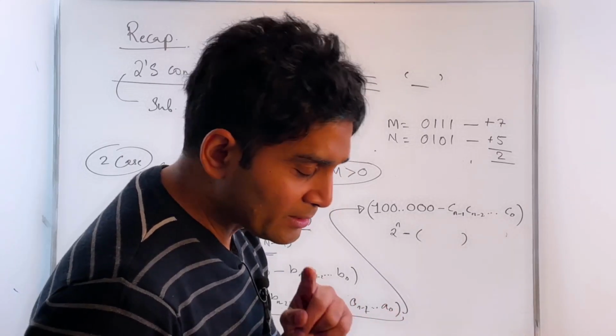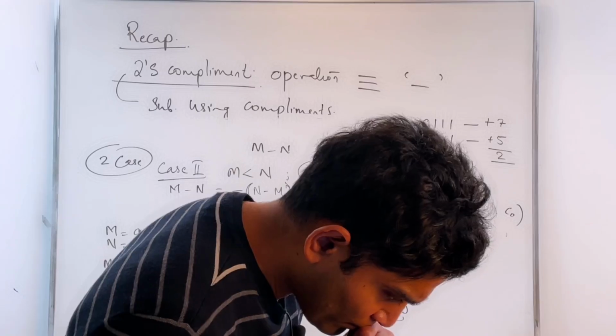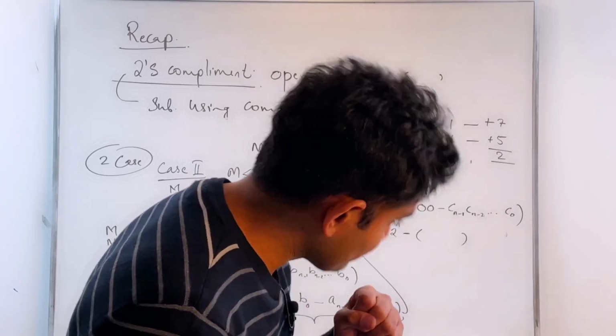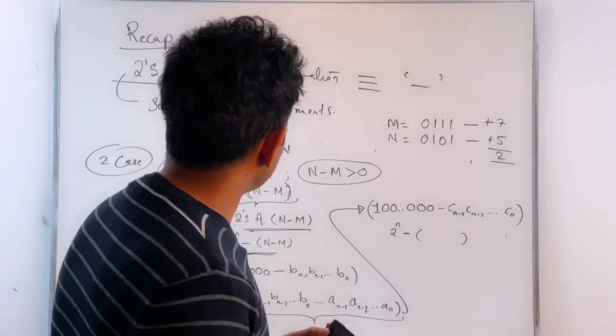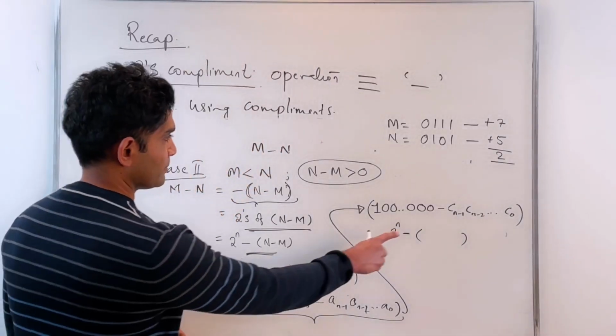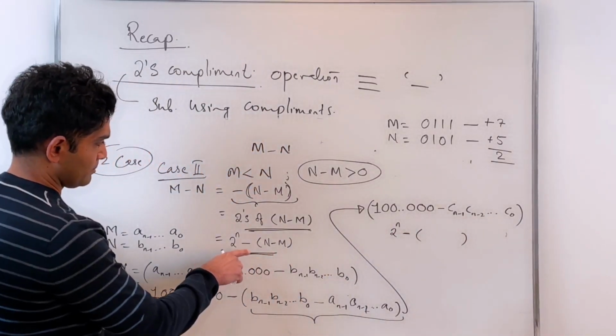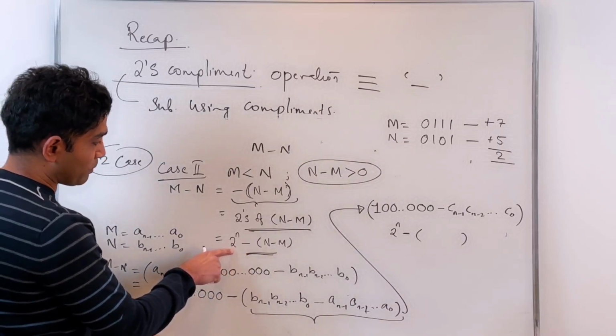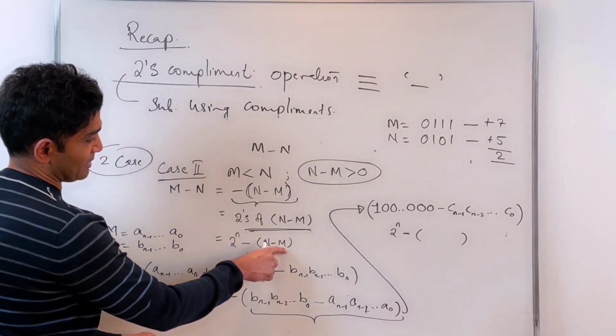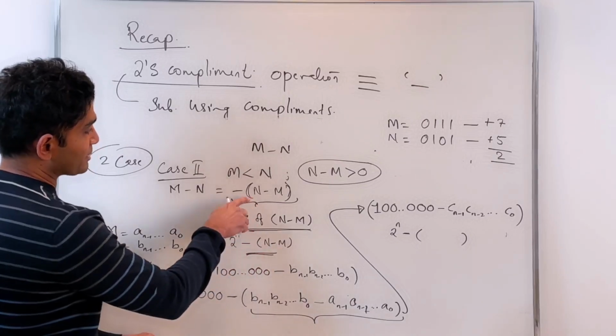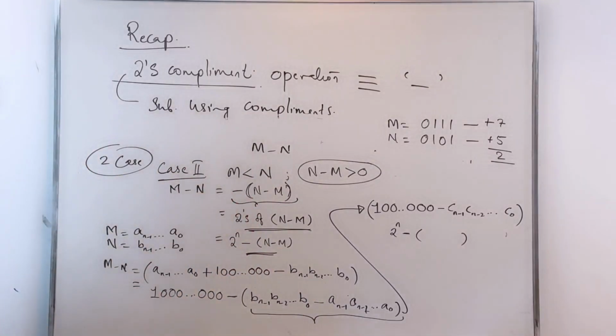Can you repeat that? I'm sorry. N minus m plus 1, that's the 2's complement, right? N minus m. No, the 2's complement is 2 power n minus n minus m. Oh, I see. Yeah. Okay, my bad, I'm sorry.